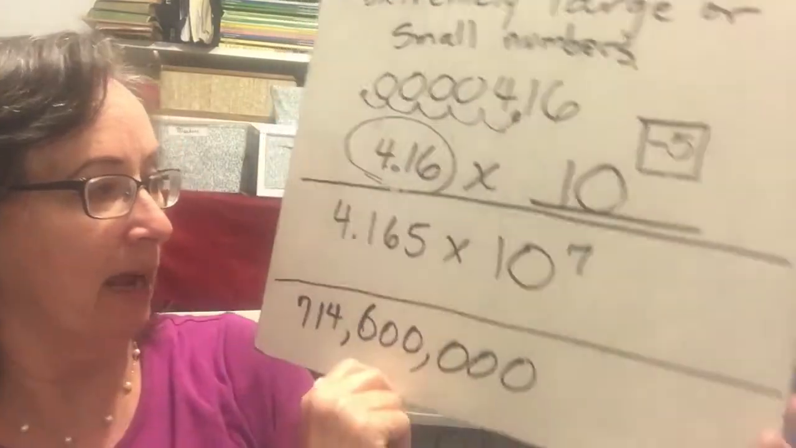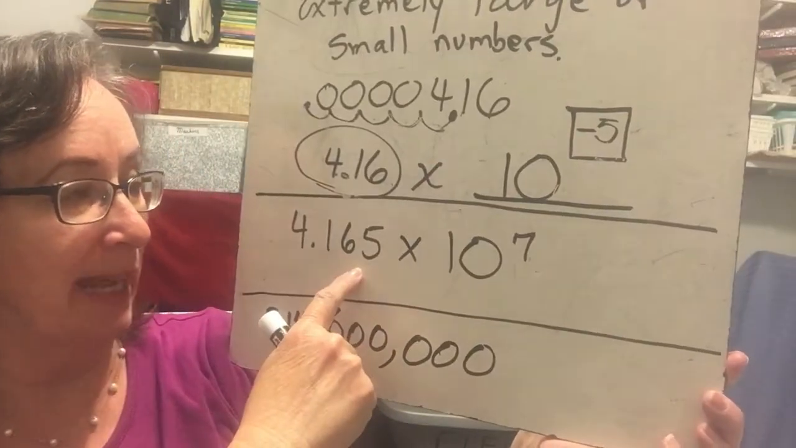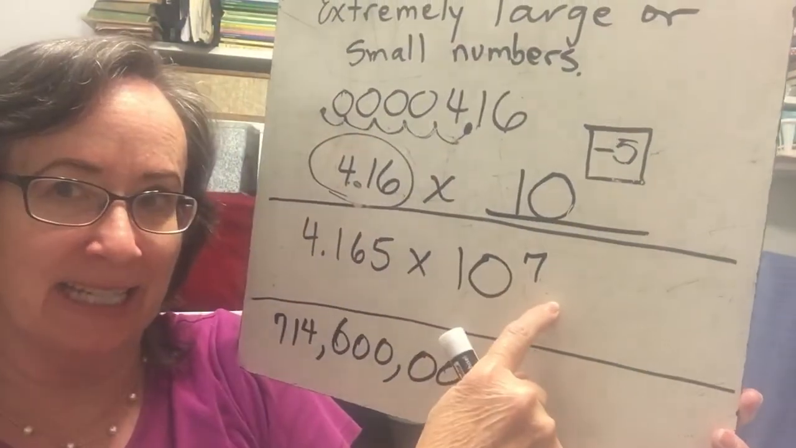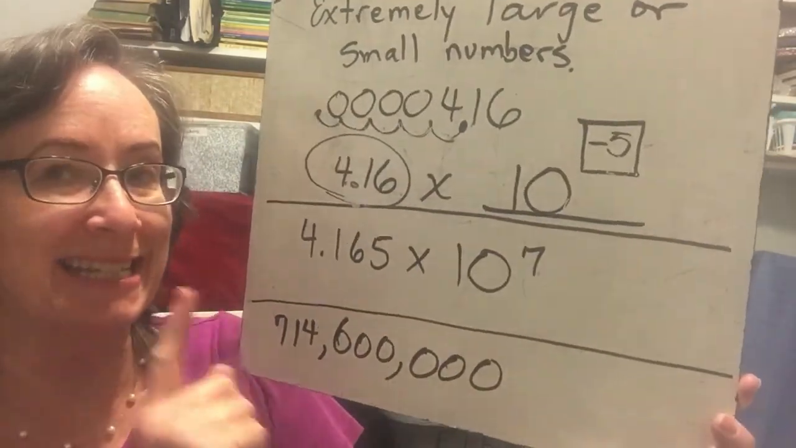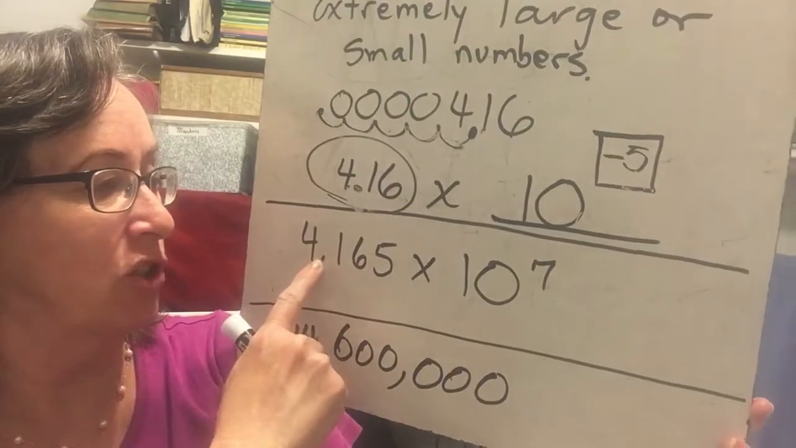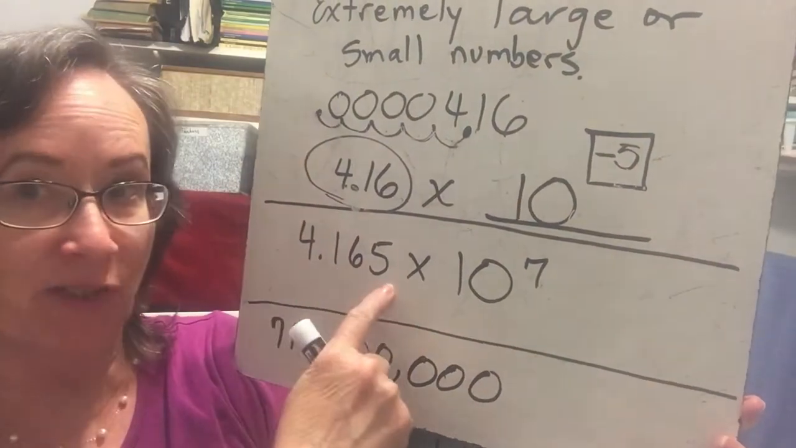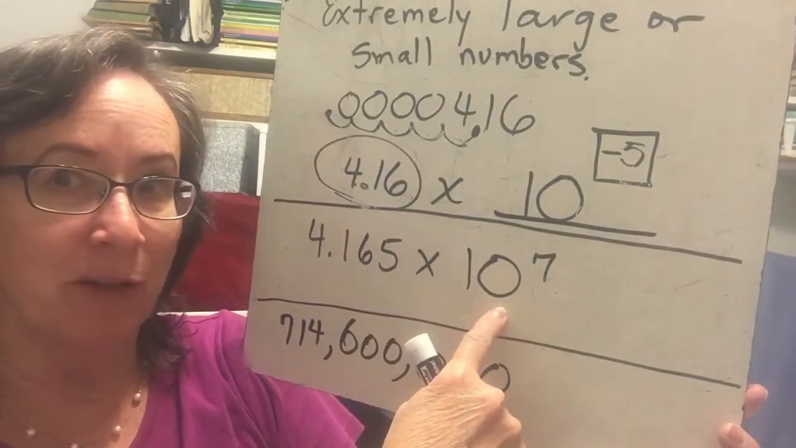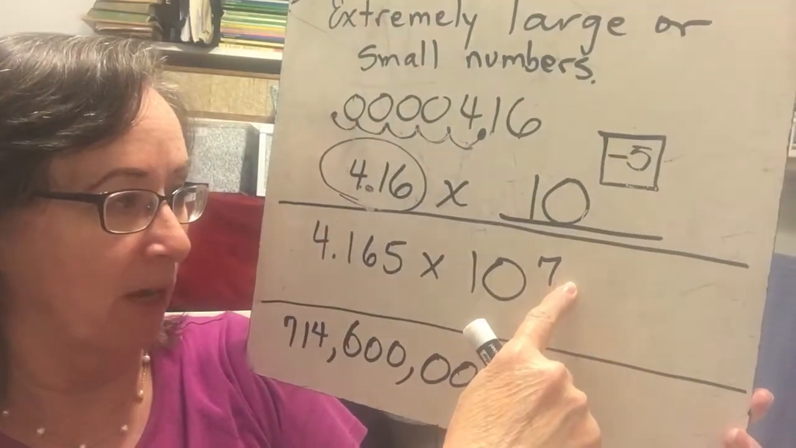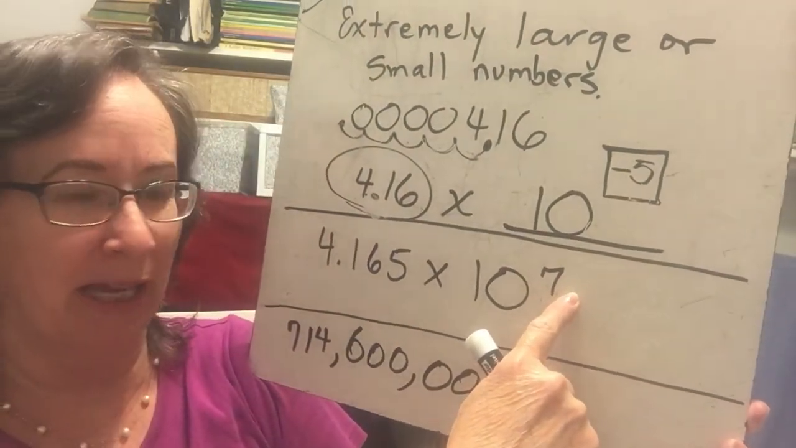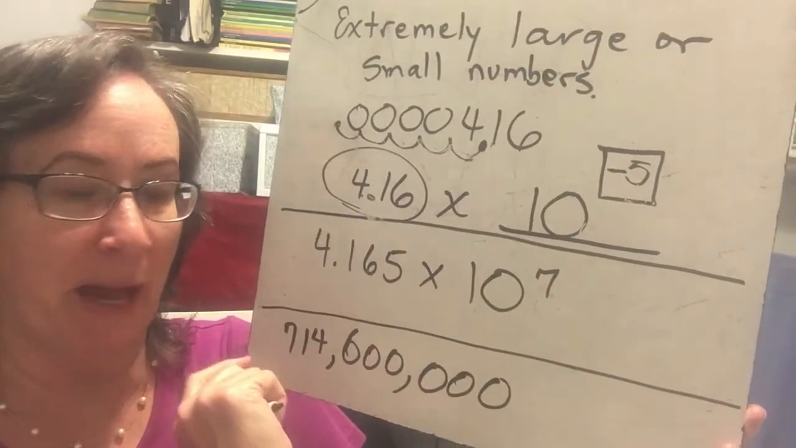Okay, now here is another example. Now we have a number that's in scientific notation. We want to express it in standard notation. It's saying start with 4.165 and move the decimal 7 places to the right. Okay, so that is multiplying by 10 to the 7th power.